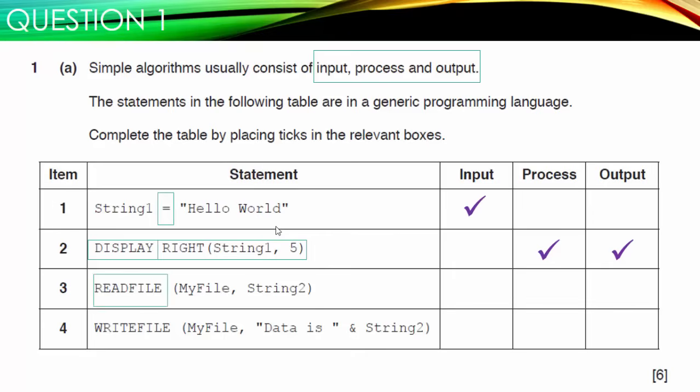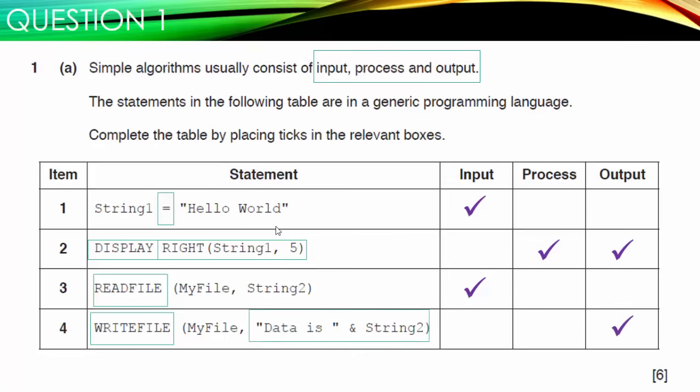We have read file. If you're reading information from a file, you're putting information into the program. Just think about when you're loading a saved video game. When you're loading those saved contents, it's loading onto the computer or the CPU or the RAM so it can actually be used by the program. So that is input. Now, what about write file? Well, if we're writing to a file, we are taking information from the computer and we're writing it externally to a file. So that is output.